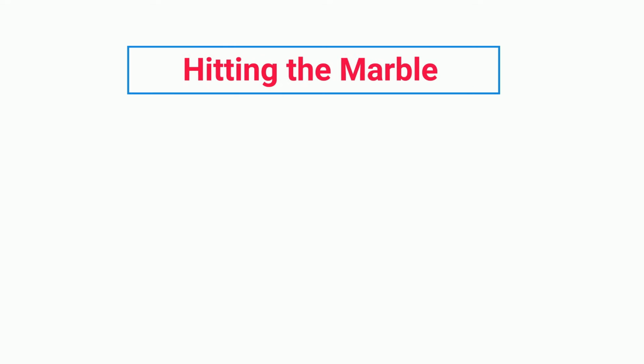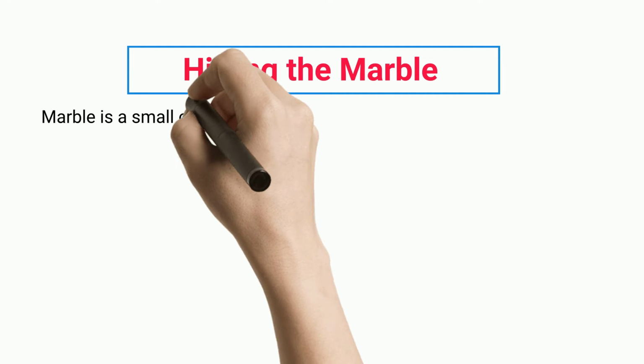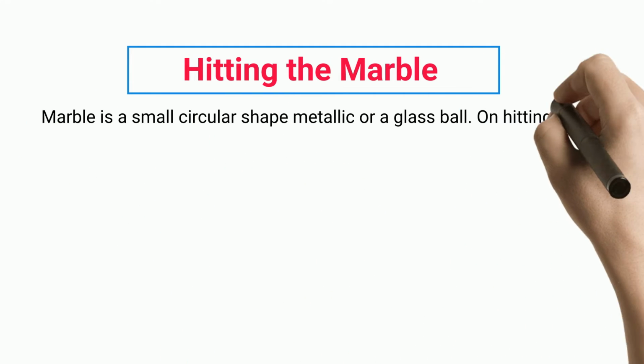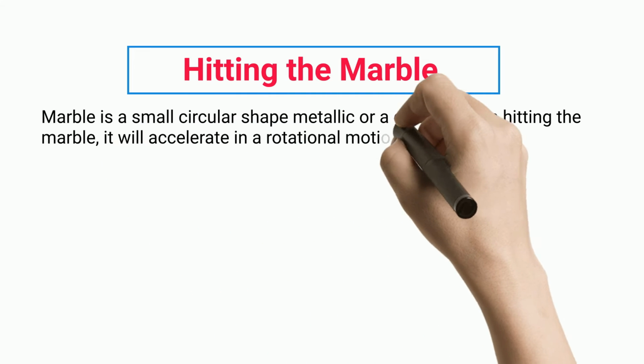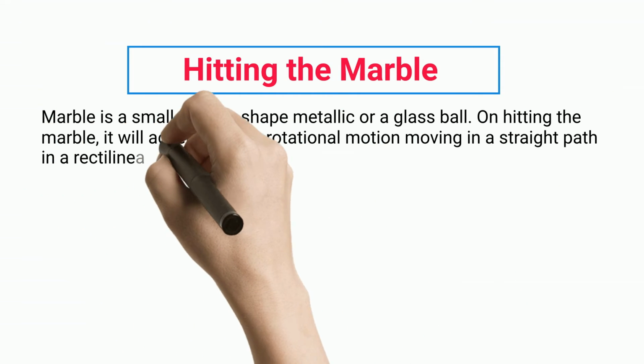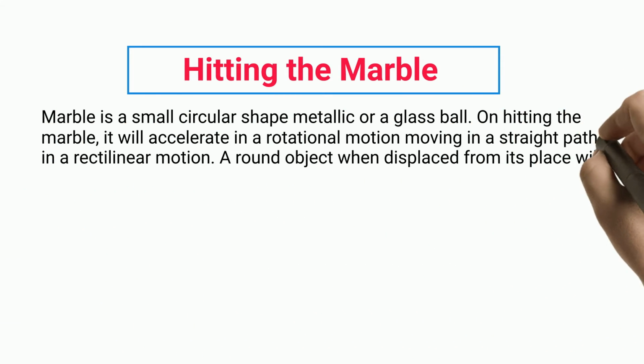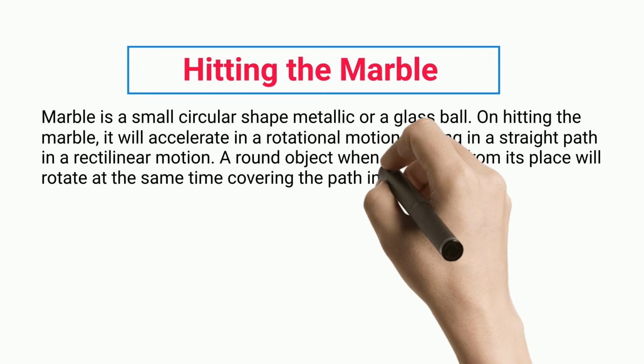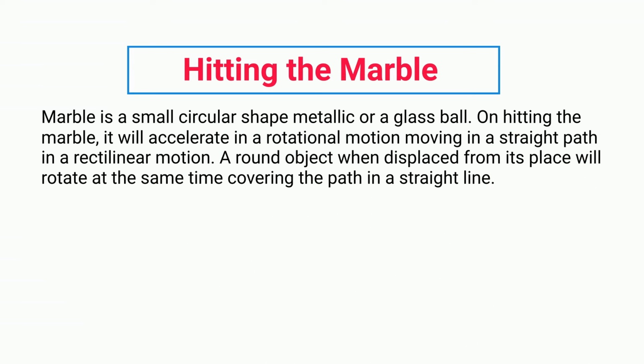Hitting the marble. Marble is a small circular-shaped metallic or a glass ball. On hitting the marble, it will accelerate in a rotational motion, moving in a straight path in a rectilinear motion. A round object, when displaced from its place, will rotate at the same time, covering the path in a straight line.